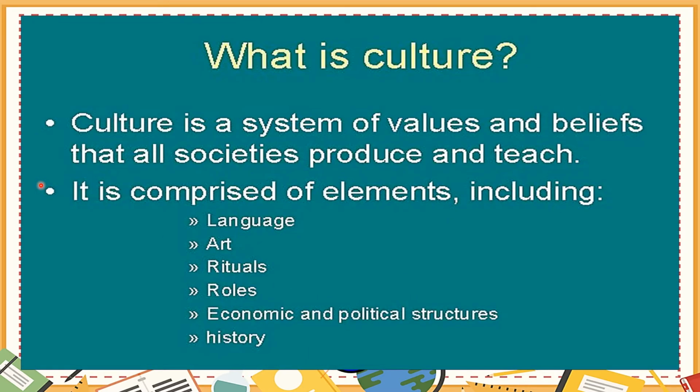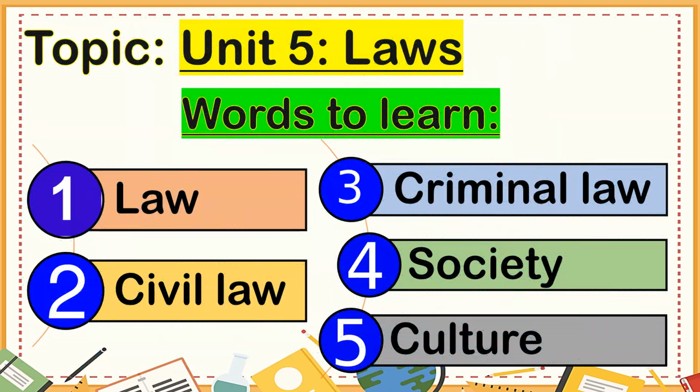Next word, culture. What is culture? Culture is a system of values and beliefs that all societies produce and teach. It is comprised of elements including language, art, rituals, roles, economic and political structures, or history. So class, generally, culture means what a society or community is. So these are the 5 words to learn that we have: law, civil law, criminal law, society, and culture.